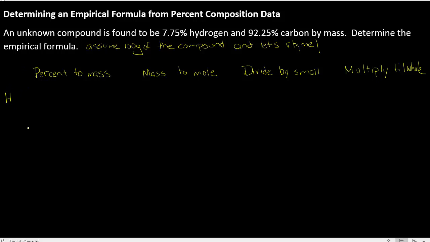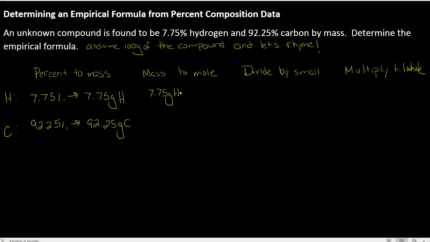They will take a little bit of space to do your working. I would encourage you not to try to cram all your work into one spot. I like to set mine up on as many lines as there are elements. So I'm going to make a hydrogen line, and I'm going to make a carbon line. And so the first step, percent to mass, I'm literally going to rewrite the percentage numbers as grams. So 7.75% hydrogen becomes 7.75 grams of hydrogen and 92.25 grams of carbon. Together those add up to 100 grams or 100%.